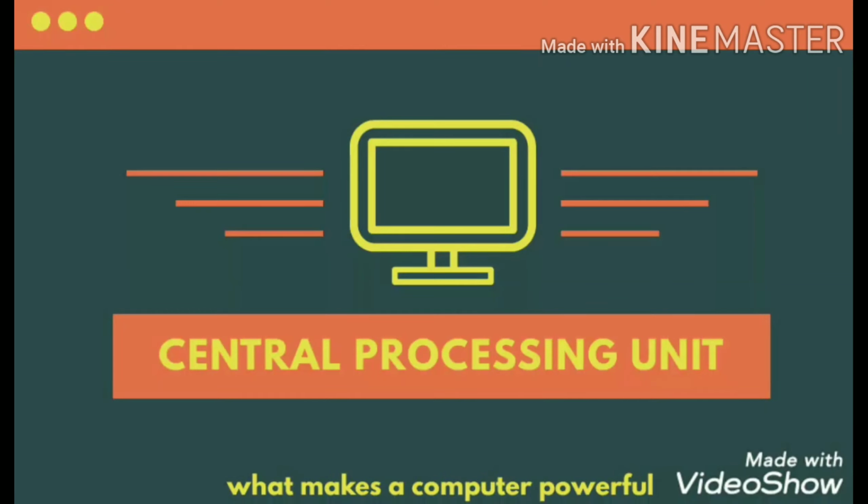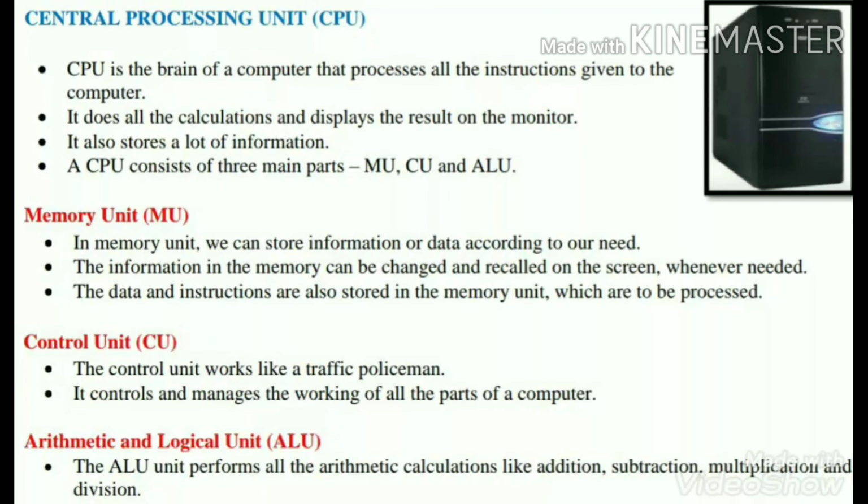Today in this part of the video we will be learning about the central processing unit, which is also known as the brain of the computer, and what makes a computer powerful. Let us start with the central processing unit, which is the most important part of a computer. The central processing unit, also known as the brain of the computer, processes all the instructions given in the computer. It can do the calculation, it stores information, and it processes the information also.